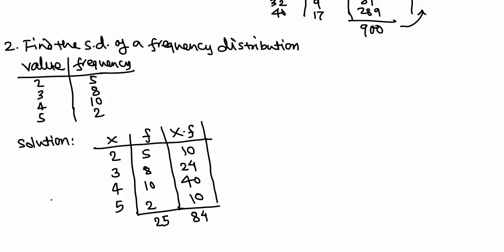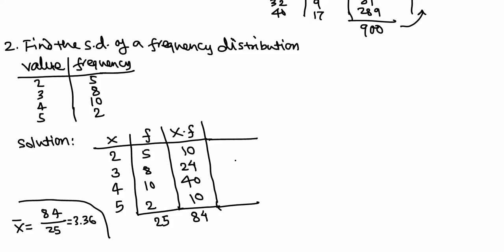So let me find it over here. x bar, the mean in this case, is 84 divided by 25, which is 3.36. Okay, now like the previous example, we want to find how far the deviation of these entries is from the mean, because our mean is 3.36. So we find x minus x bar. x is the data set points, x bar is the mean. So we are trying to find the deviation of these data set points from the mean.